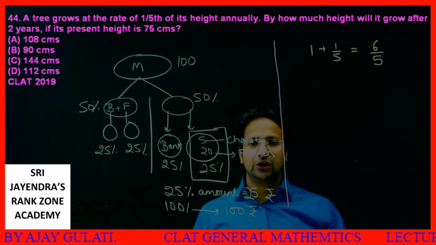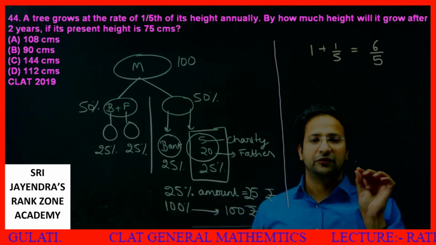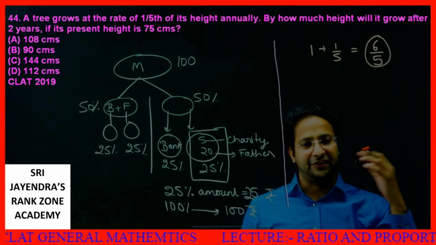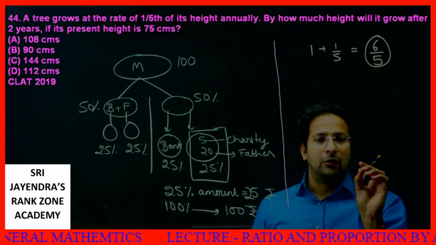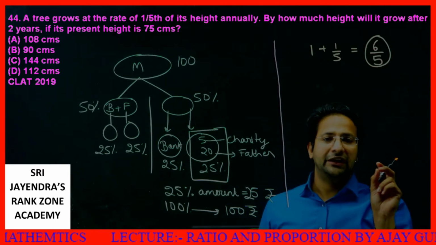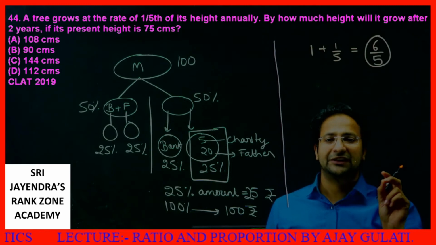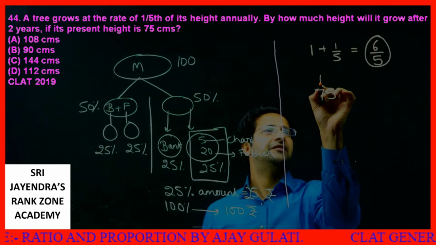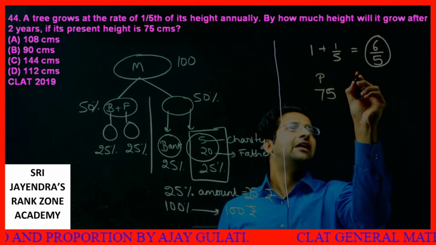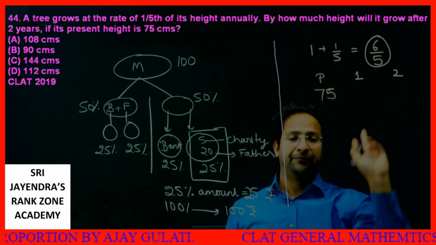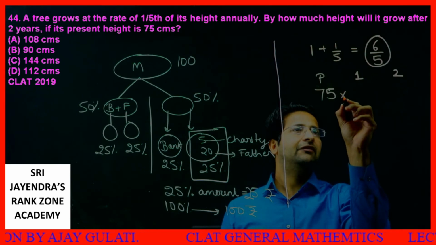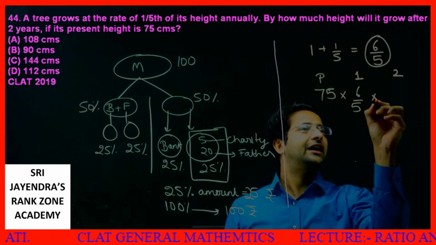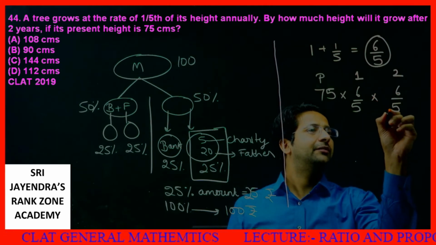A tree grows at the rate of 1/5 of its height annually. That is, every year it becomes 6/5 of itself. Okay. By how much will it grow? How much height will it grow after 2 years if its present height is 75? Present height is 75. This is present height. Height after 1 year, height after 2 years. What will be the height after 1 year? It will become 6/5. What will be the height again after 1 year? It will again become 6/5.